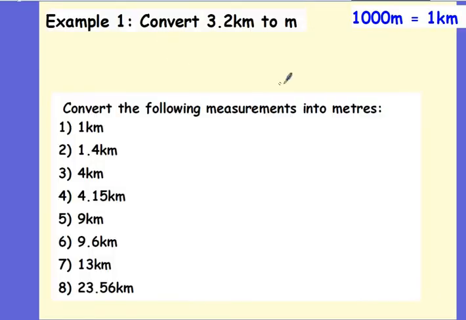So we're confident converting between centimetres and metres, but how about metres and kilometres? This time I've been asked to convert 3.2 kilometres to metres. Now I know that 1 kilometre is 1,000 metres. So if I've got 3.2 kilometres, I need to do 3.2 multiplied by 1,000 to work out how many metres that is, which gives me 3,200 metres. Over to you, Year 9.